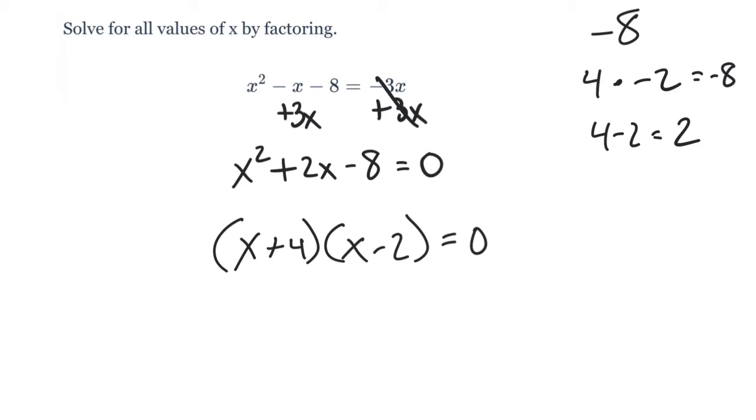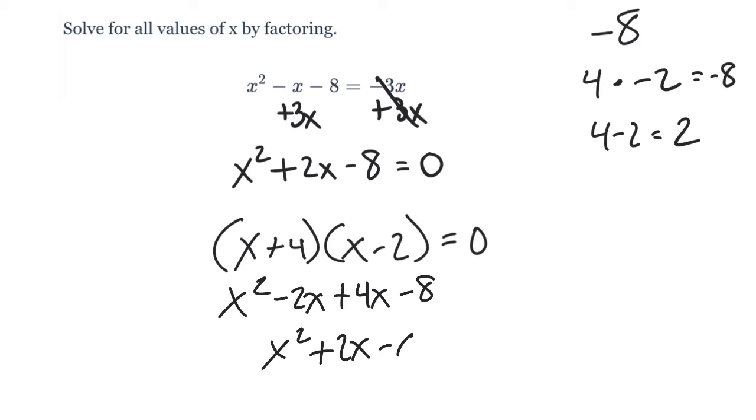Now, I could double check that I've got this factored out correctly. To check your factors, you would just multiply back together. So I'd FOIL it back out. X times x is x squared. X times negative 2 is negative 2x. 4 times x is 4x. And then I have 4 times negative 2, which is negative 8. When I combine like terms, I'm back to my original quadratic of x squared plus 2x minus 8 equals 0.